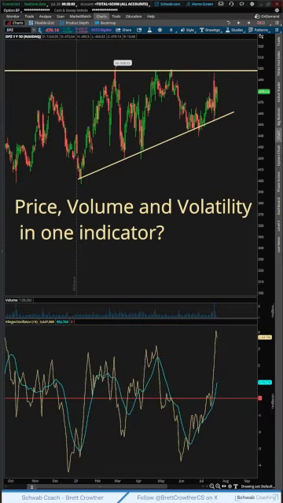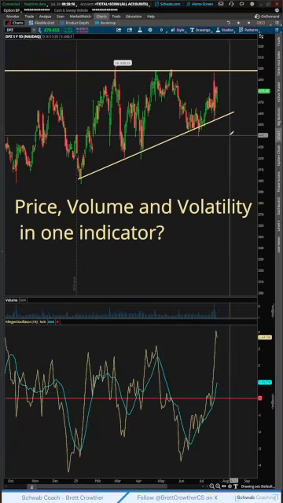Have you ever looked for an indicator that includes price, volume, and volatility all in one indicator? Well, here's one that does. It's the Klinger Oscillator. You may not be familiar with it, but it's interesting. It's very complex. In fact, let me give you a brief overview.